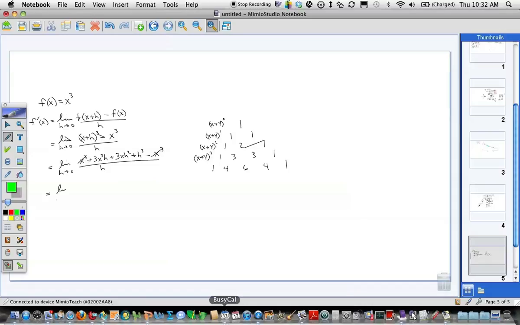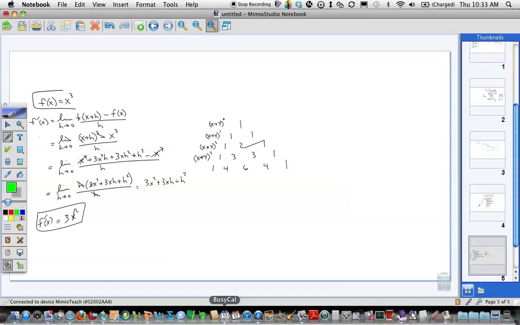Which then leaves us with being able to factor out an h, correct? Take out an h, you're left with 3x squared plus 3xh plus h squared, all over h. The h's cancel, which is the thing we're hoping would happen. Leaves us with 3x squared plus 3xh plus h squared. What happens as h approaches 0? As h approaches 0, that term will go to 0, that term will go to 0, right? And you'll be left with 3x squared.